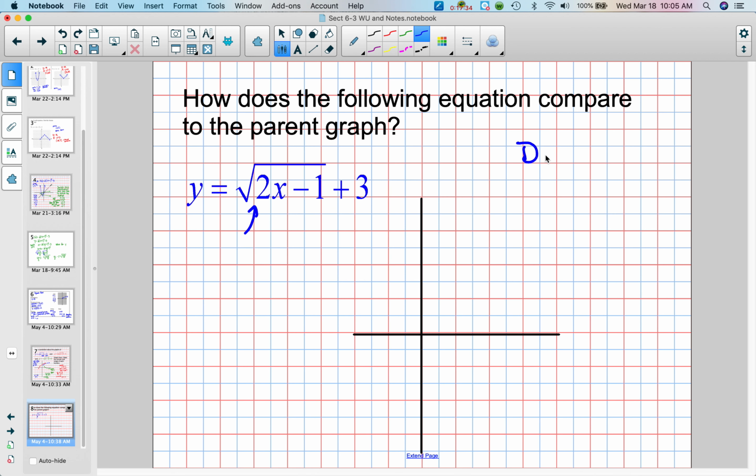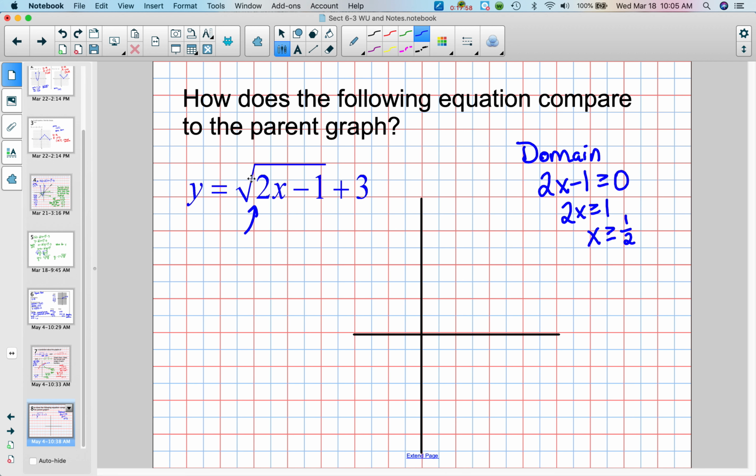When we consider the domain, remember the radicand, the part under the radical sign, has to be greater than or equal to 0. Well, I have a 2 in there now. 2x minus 1 is greater than or equal to 0. So when I solve this, I get that x has to be greater than or equal to 1/2. That actually is the x value for my locator point.